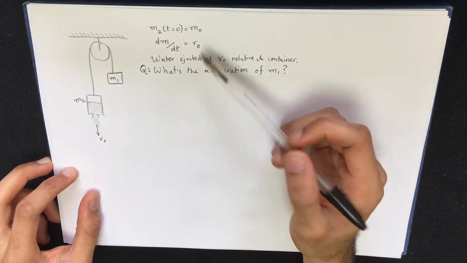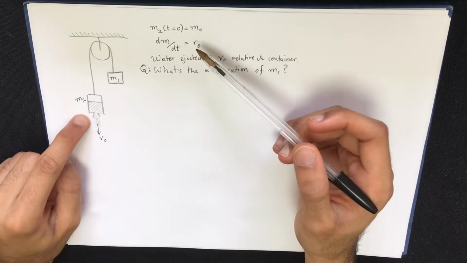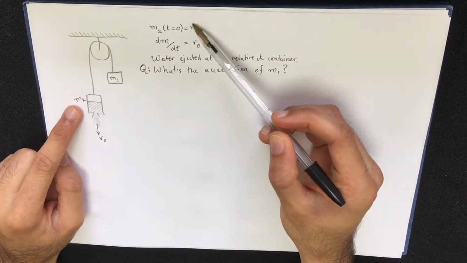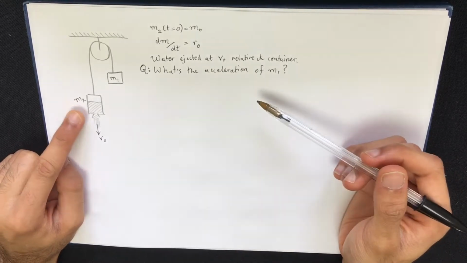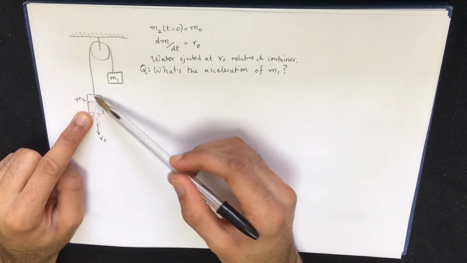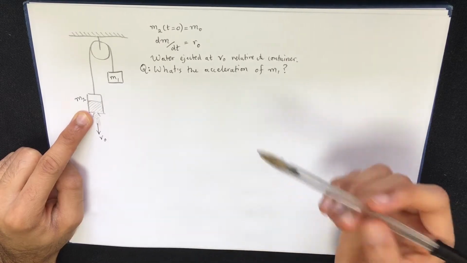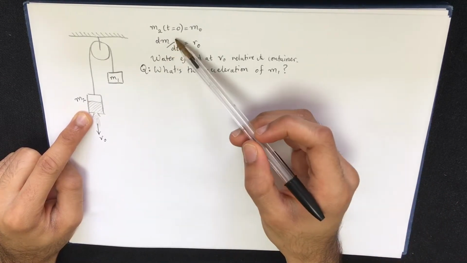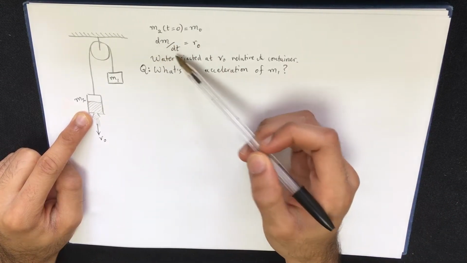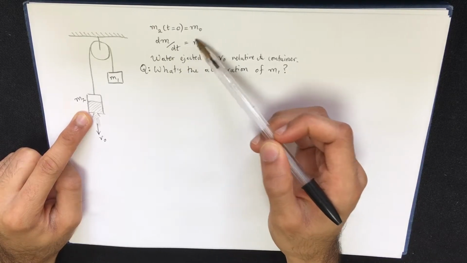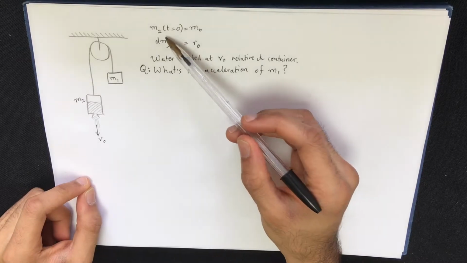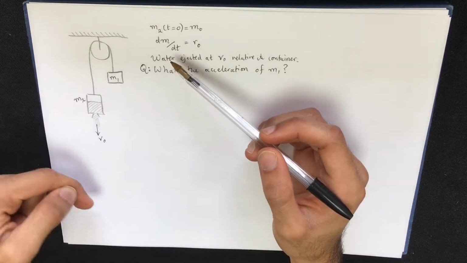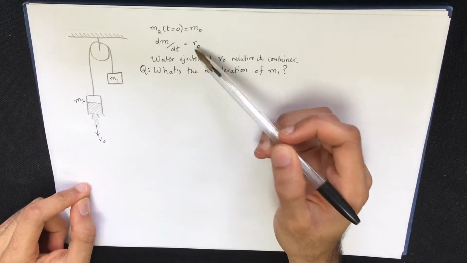We've also been told other things about this water rocket over here. Its initial mass is going to be equal to m0. So already you can start to understand that the mass of this thing isn't actually going to be constant, which is what makes this problem a little tricky. And we're told that the rate of change of the mass is essentially going to be equal to r0. So in a small time dt, the tiny amount of mass dm that gets ejected out of this rocket is going to be equal to r0.